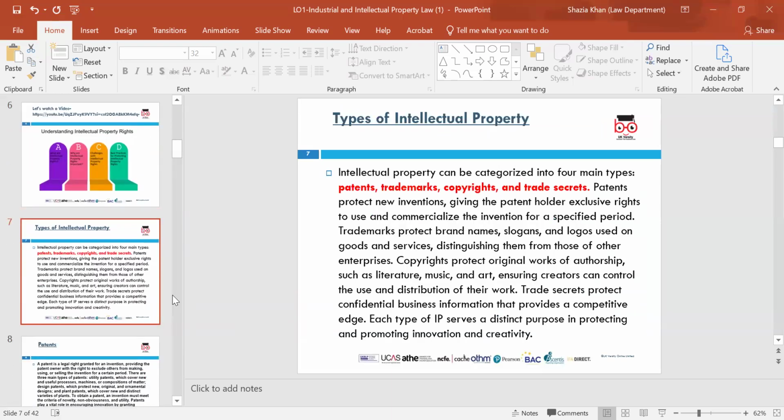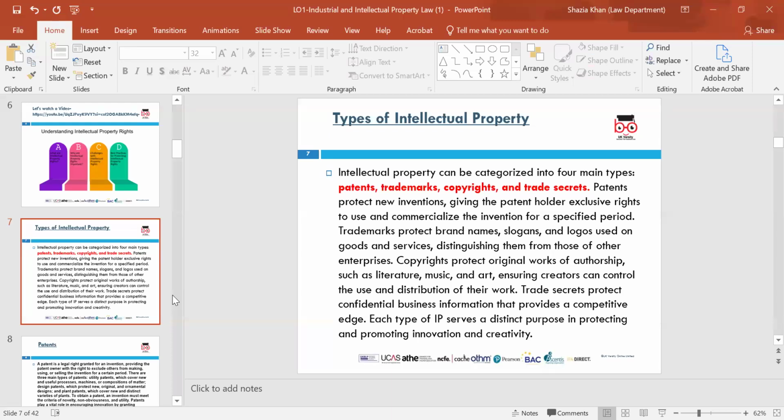So, types of intellectual property. Intellectual property can be categorized in four main types: patents, trademarks, copyrights, and trade secrets. Patents protect new inventions, giving the patent holder exclusive rights to commercialize the invention for a specified period. Trademarks protect brand names, slogans, and logos used on goods and services, things like Coca-Cola, Costa, slogans and brand names. Nike could be protected in one of them.